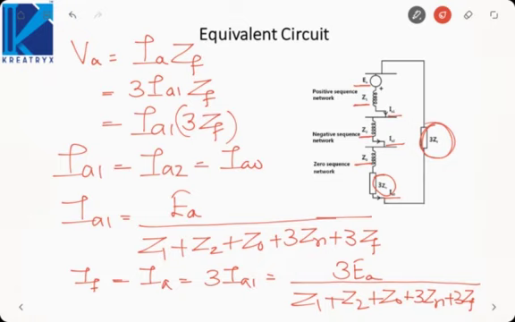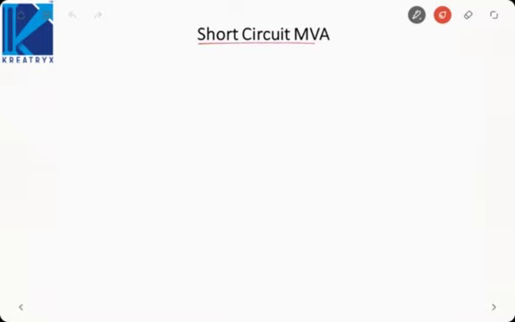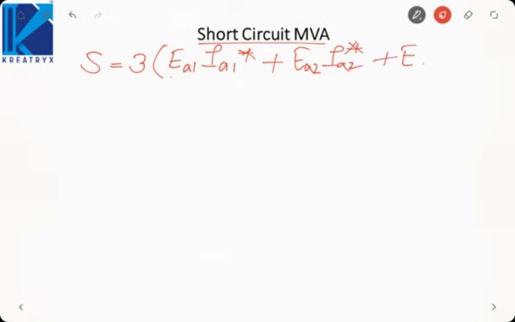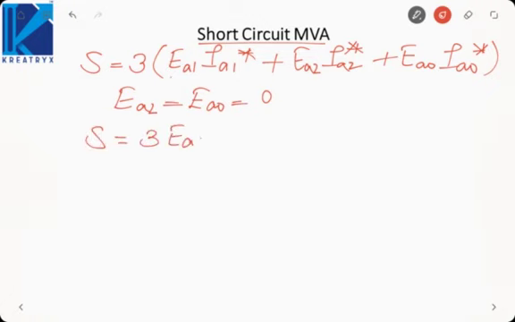Now, if we wish to find how much power is being transferred to the fault, that is called the short circuit MVA. Now, in symmetrical components, what is the power? 3 times EA1 IA1 conjugate, plus EA2 IA2 conjugate, plus EA0 IA0 conjugate. Since there is no EMF induced in negative and zero sequence, those terms are 0. So power will actually be 3 EA1 IA1 conjugate.